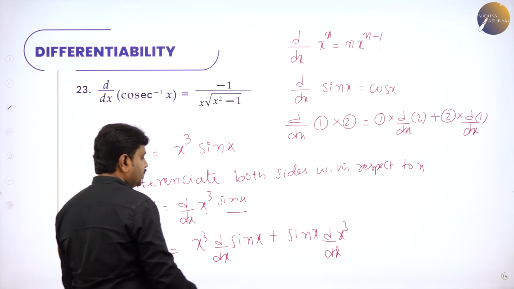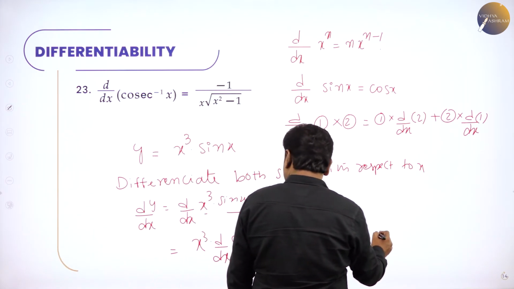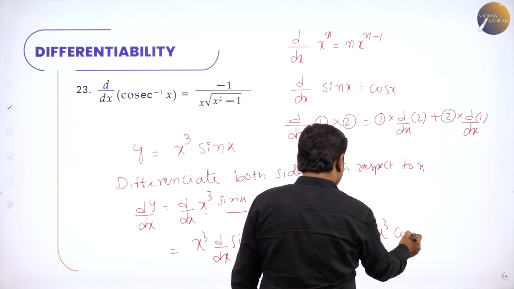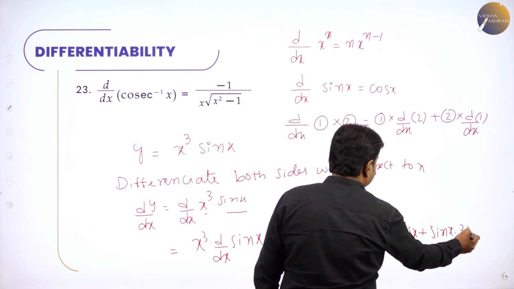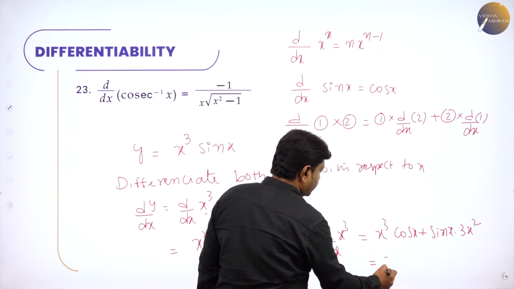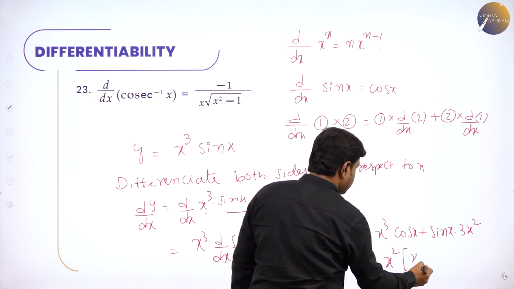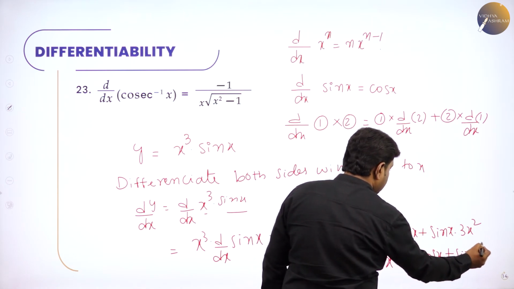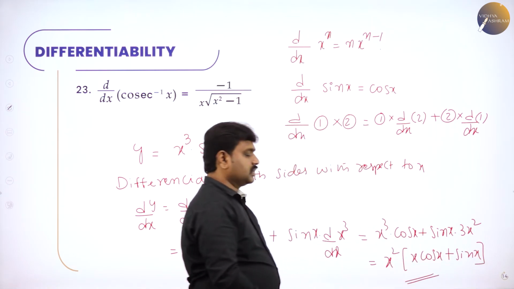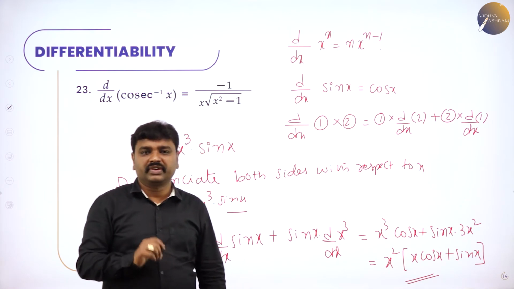That if you simplify, you will get x cube into derivative of sin x, which is cos x, plus sin x into derivative of x cube, which is 3x square. So now if you take out x square common, we are left with x cos x plus sin x. So this is the answer. Now I hope all of you understood what we have done.